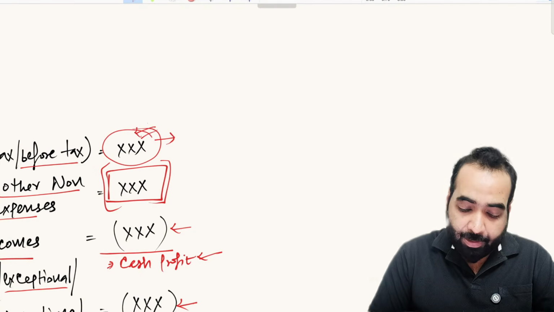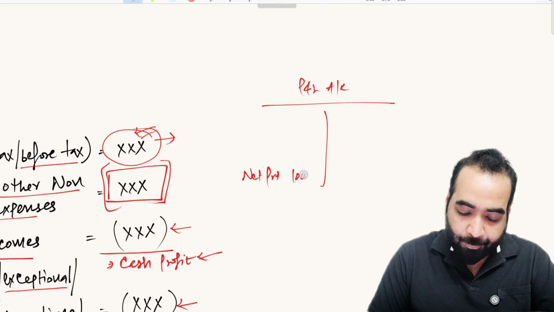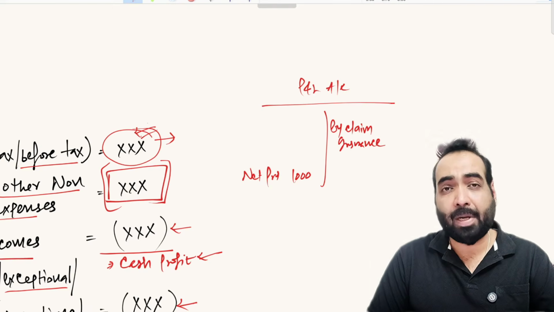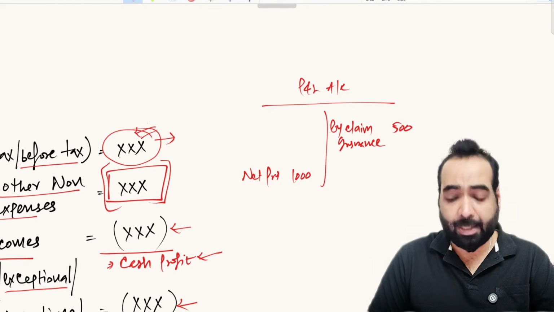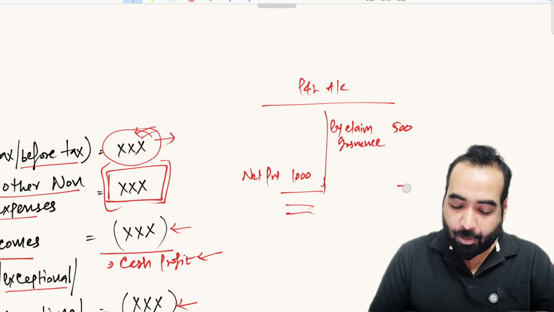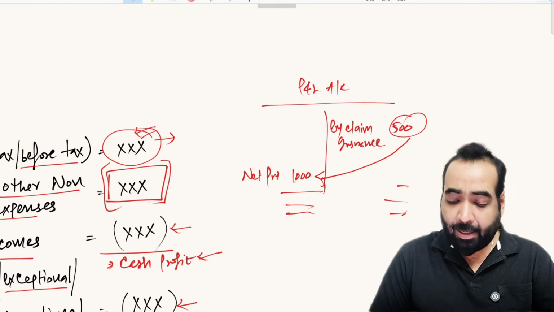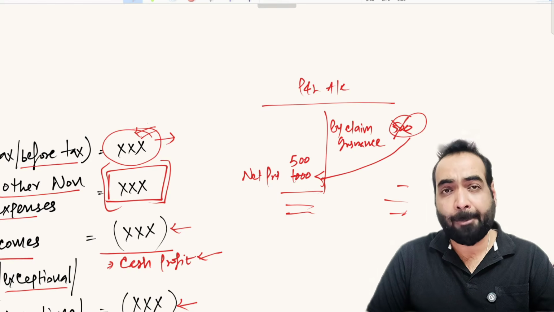Suppose this is the profit and loss account and this is the net profit of rupees 1000. Suppose the borrower has received an insurance claim of rupees 500, right? So this 500 rupees is automatically included in his profits. If there were no insurance claim in his business, then his profit would have been rupees 500 only, right?